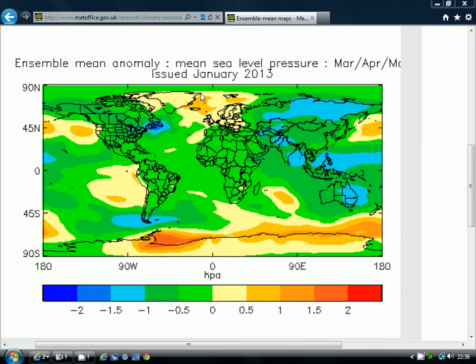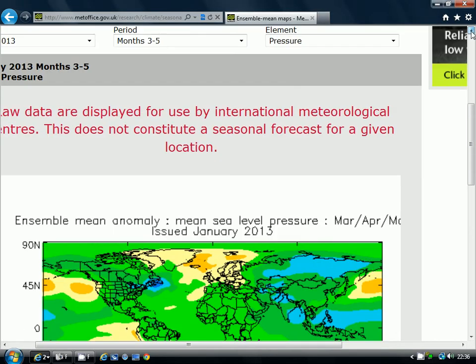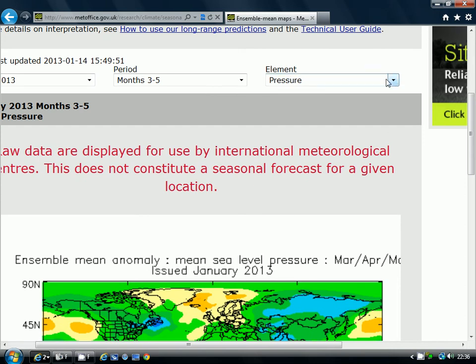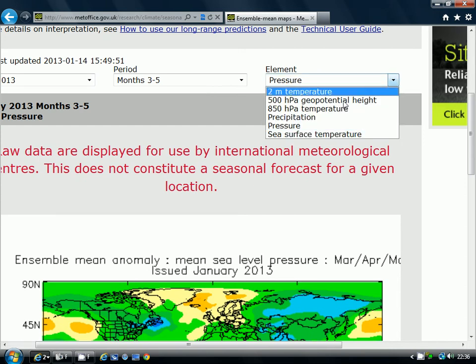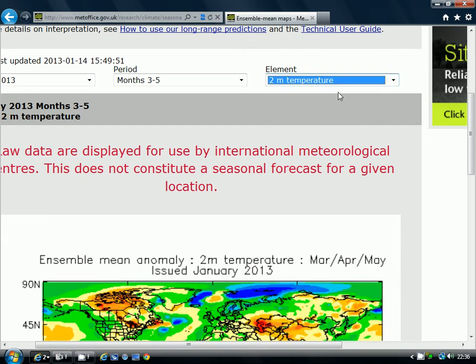So if this is right, we've got quite a blocked sort of spring type setup with high pressure to the north and low pressure to the south. That could be quite cold at times, but sometimes, particularly as we get later on towards spring, maybe not too cold. Now have a look at the temperature forecast from the model.